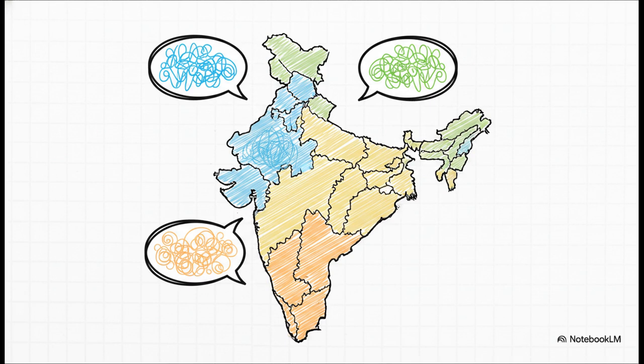First, the Austric or Munda speakers, located primarily in the central and eastern plateaus, and these folks are widely considered the earliest settlers. Then you've got the Sino-Tibetan family up in the northeast and the Himalayas. And finally, the vast bulk of the subcontinent is geographically split between the Indo-Aryan languages in the north and central regions and the Dravidian languages down in the Deccan and south.